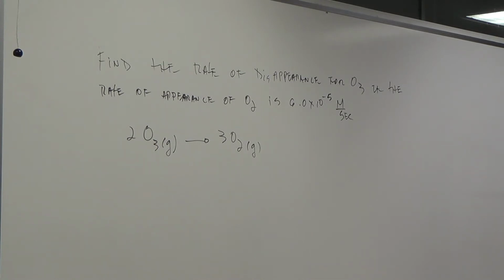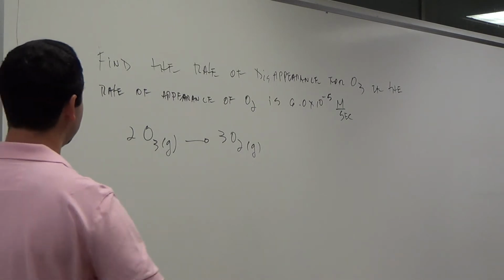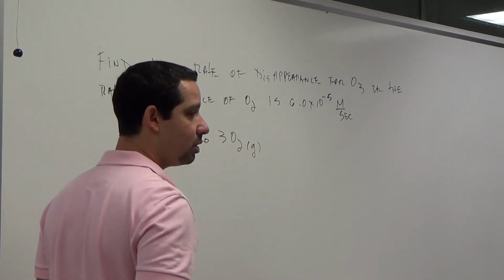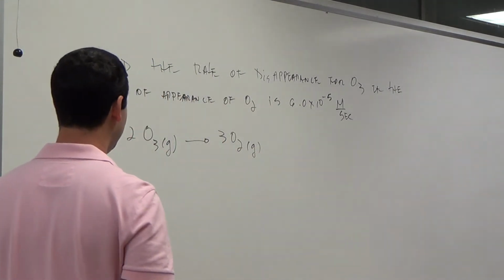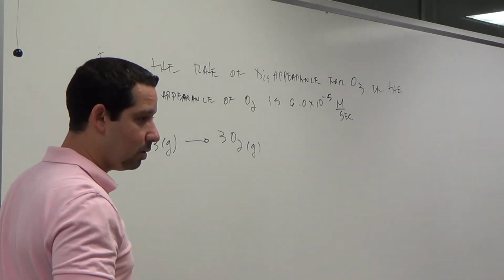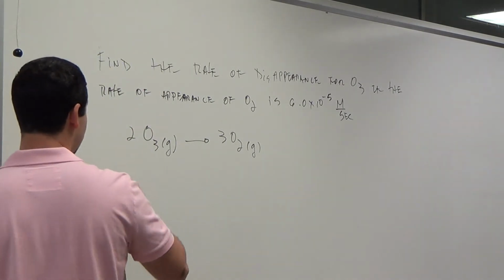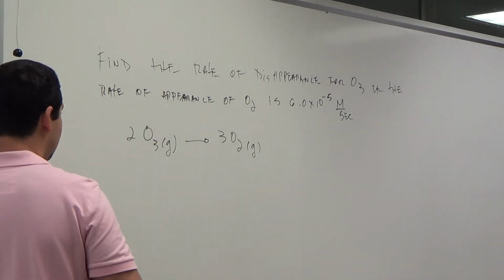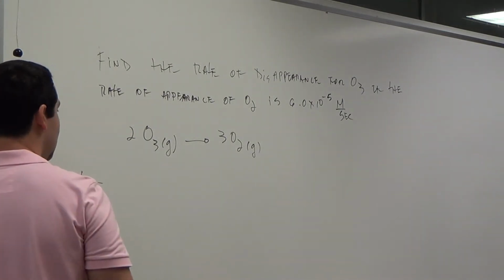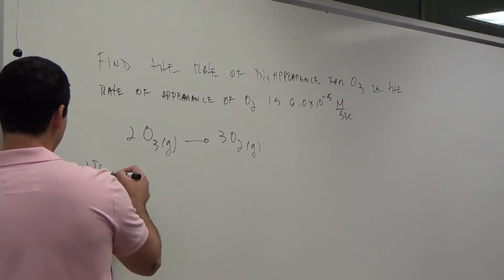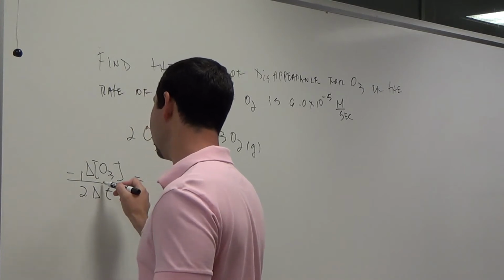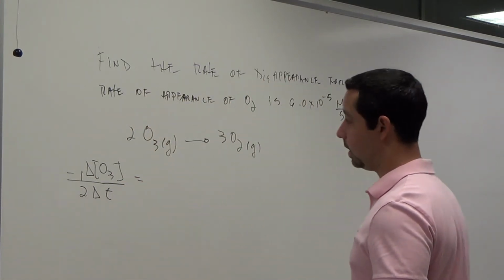This is not the rate law. This is about the rate of disappearance and the rate of appearance, okay? There is a difference between the rate of disappearance and rate of appearance and the unique rate. So let's do the unique rate. What is it for this? Negative 1/2 times the change in concentration of O3 divided by the change in time. Do you agree, yes or no? Okay, that's what that is for O3.